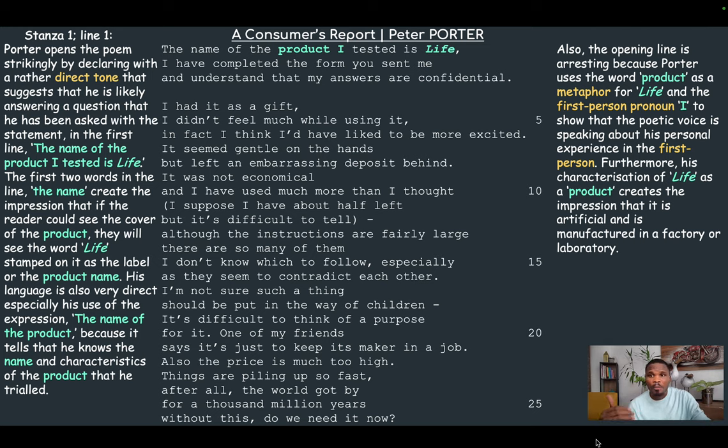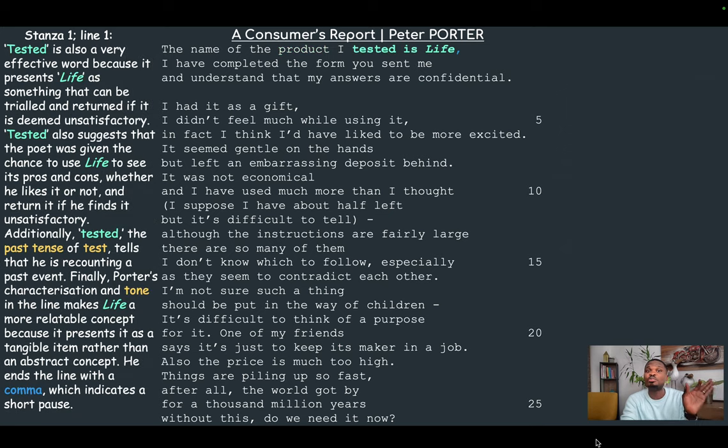Furthermore, his characterization of life as a product creates the impression that it is artificial. It is something manufactured in a factory or laboratory, maybe in some company somewhere. So it's not a product that is natural. That's the key word there. It's not a creation or something that exists naturally. It was created somewhere. That's the kind of idea presented by the word product.